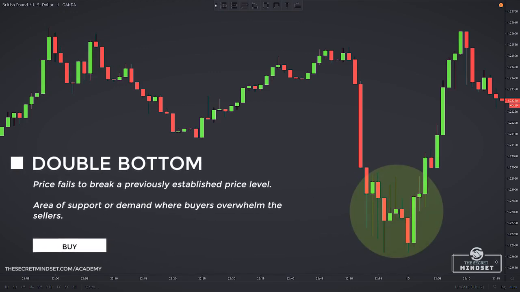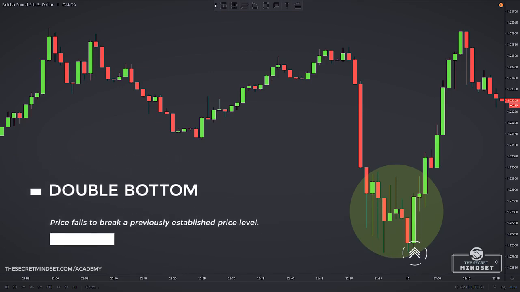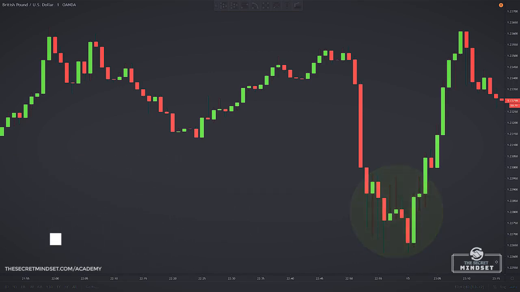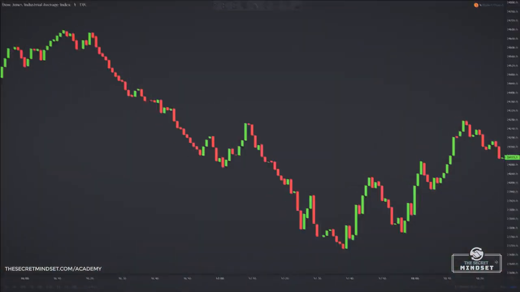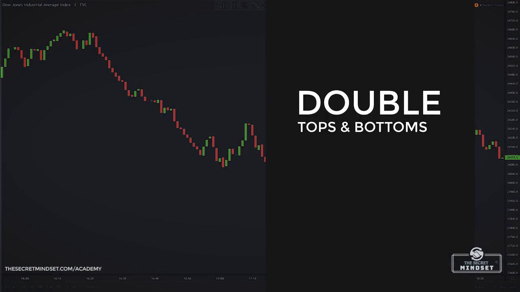Here, price initially forms a low, then bounces back. Following this bounce, price once again tests the same level, but fails to break any lower. The double bottom pattern indicates an area of support or demand where buyers overwhelm the sellers, leading to price forming this pattern. A validation of these patterns signals a reversal in the price direction.